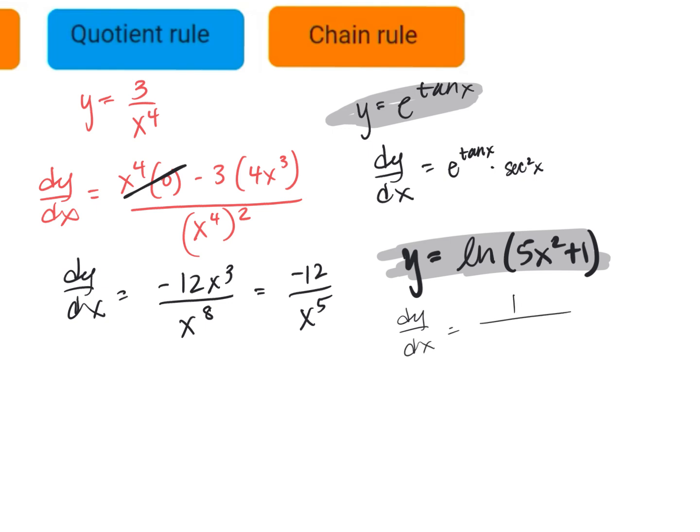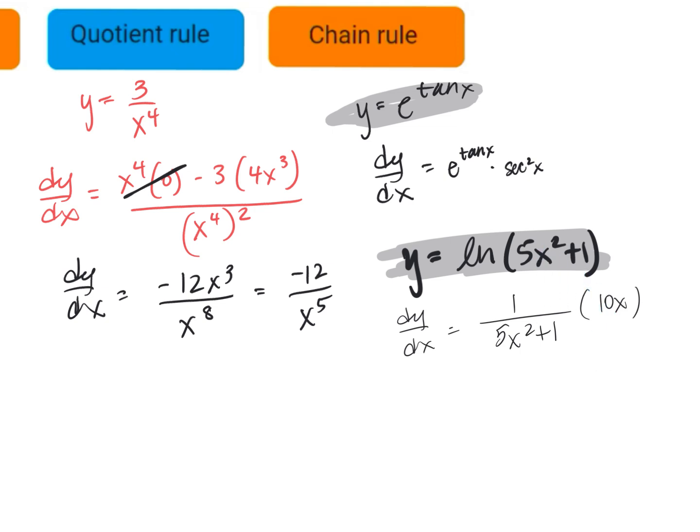1 over 5x squared plus 1. 5x squared plus 1. Keep it going, Coop. Keep it going. Times 10x. Very good. There's that chain rule killing us. Let me say that one more time. It's 1 over this quantity every time times the derivative of that quantity.